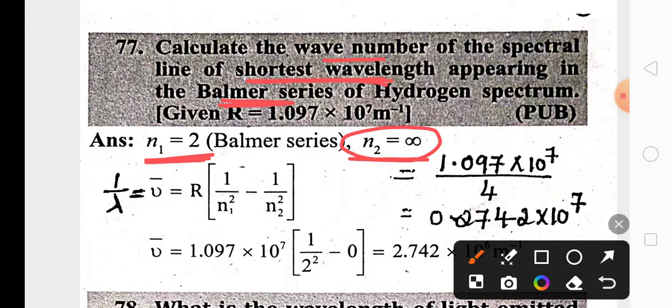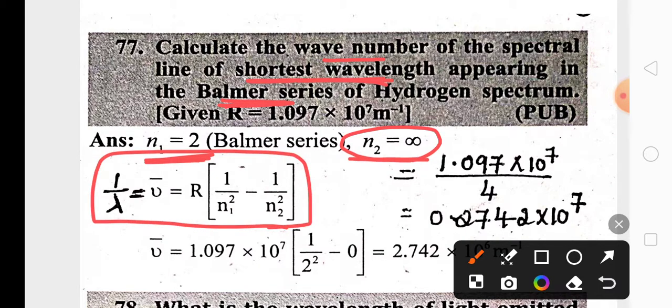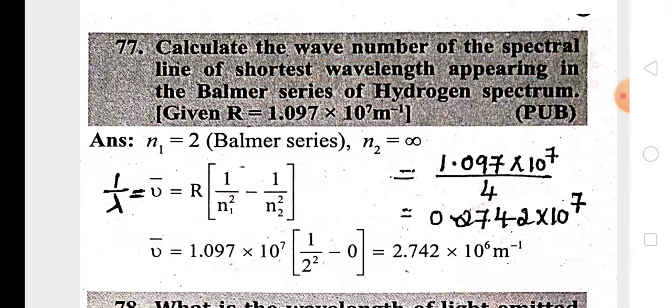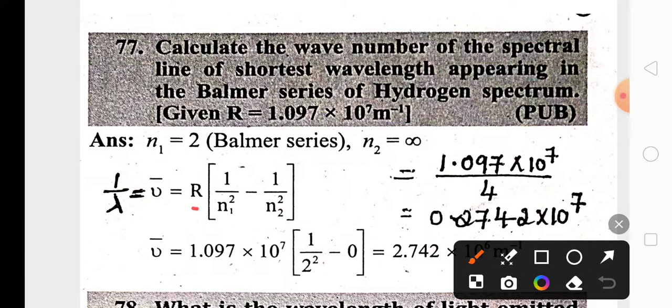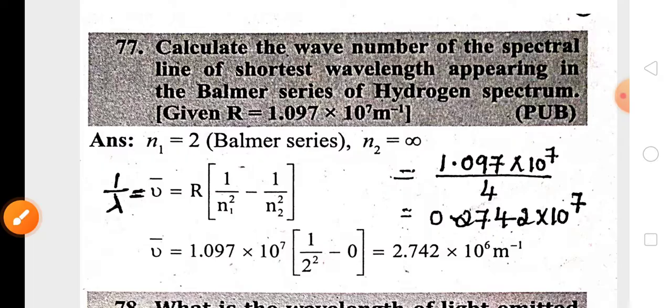Now we have the formula 1 by lambda, that is wave number, is equal to Rydberg constant R into 1 by N1 square minus 1 by N2 square. I will substitute the values. R is the Rydberg constant; they have given the constant value in the question itself. Substitute 1 by N1 value for the Balmer series, 2 square, minus 1 by N2 square. N2 value is infinity, so that is 0. When you calculate, you will get the answer 2.742 into 10 to the power of 6 per meter.